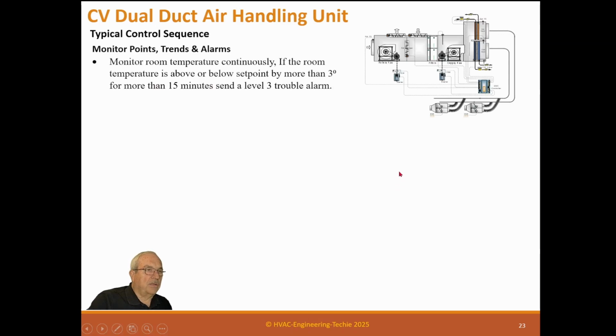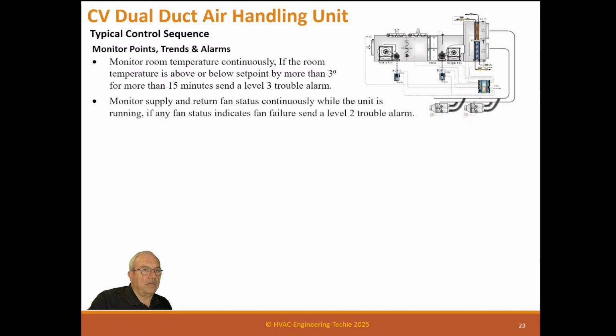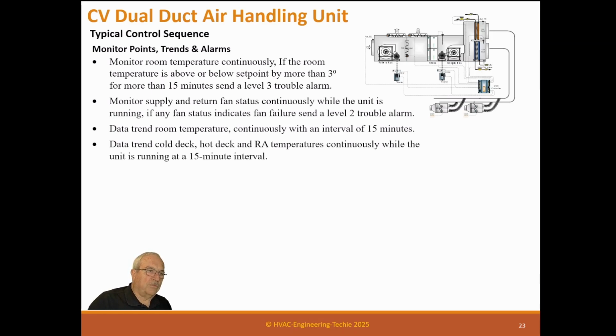Monitor points, monitor the temperature continuously. If the room temperature is above or below set point by more than 3 degrees for more than 15 minutes, send a level 3 trouble alarm. Monitor supply and return fan status continuously while the unit is running. If any fan status indicates a failure, send a level 2 alarm. Data trend room temperature continuously with an interval of 15 minutes.